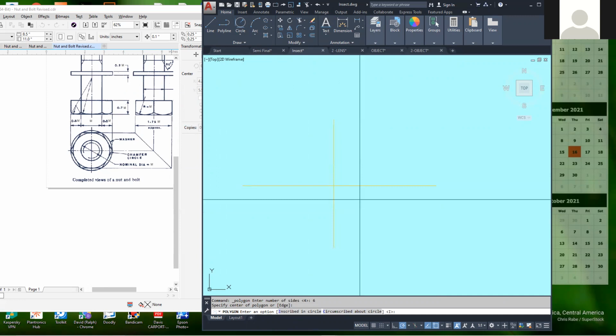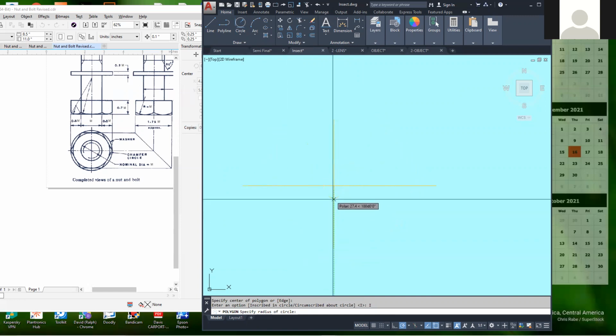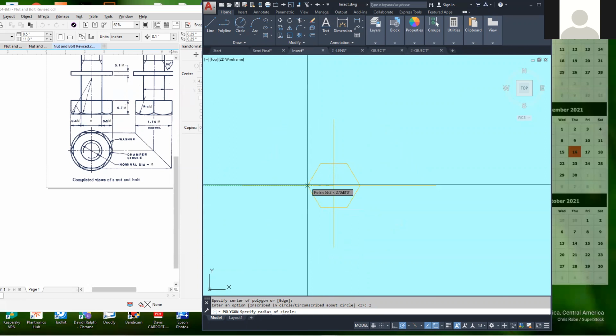Do you want it to inscribe, in other words, inside the circle, or do you want it to circumscribe the circle? Inscribe means the hexagon is going to be inside our circle. The default is I, but you can still type I and press enter. For the radius of the circle, let's say our radius is M10, so we'll try 5.